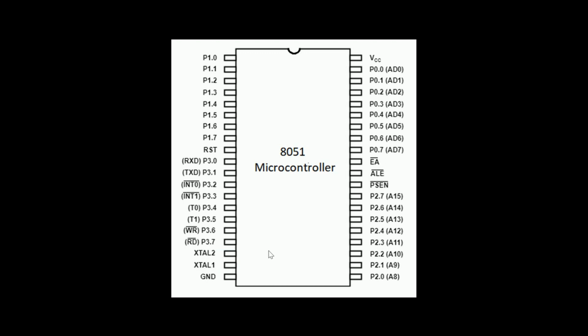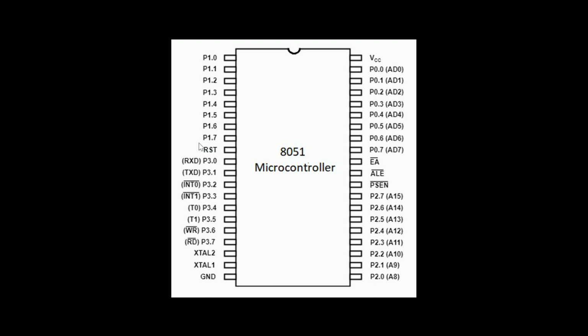Then we have these two pins, which are Xtal 1 and Xtal 2. From the name itself, you can understand that they are for your crystal frequency, which you have also seen in your 8085 microprocessor. In the block diagram also we have seen these two pins. Xtal 1 and Xtal 2 are used for connecting to the crystal oscillator or quartz crystal, which produces a 12 megahertz frequency.